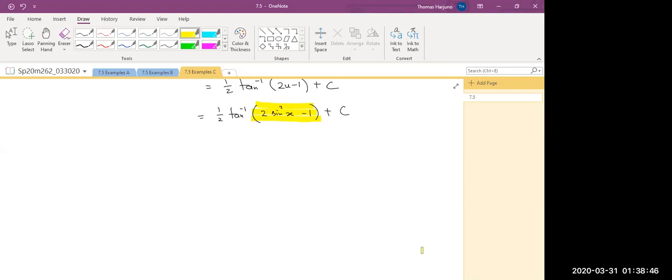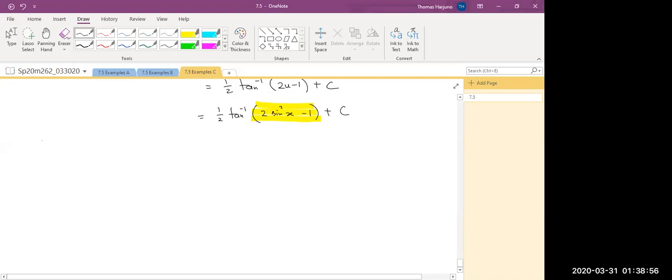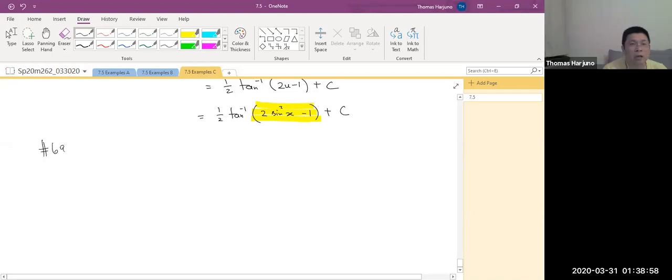Number 69. We have the integral from 1 to radical 3 of the square root of 1 plus x squared over x squared dx. Anybody can suggest something?